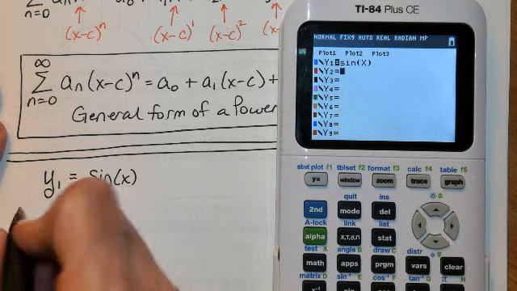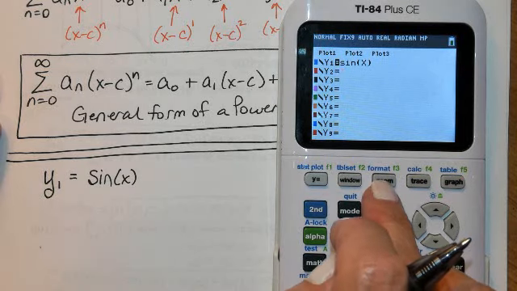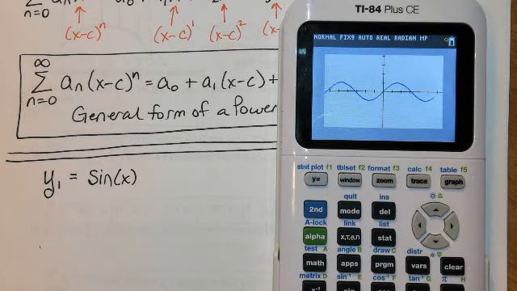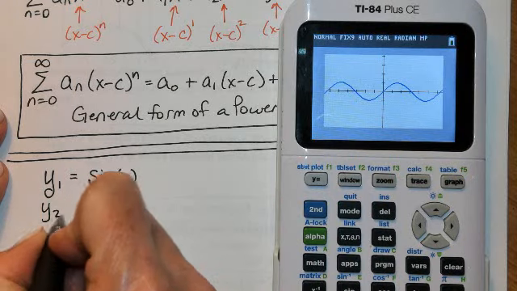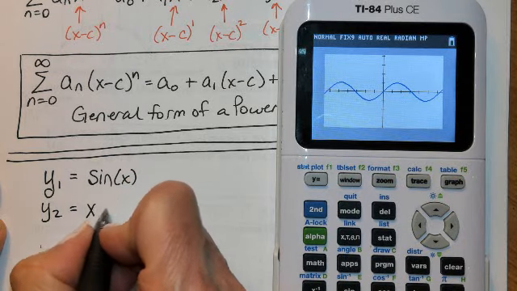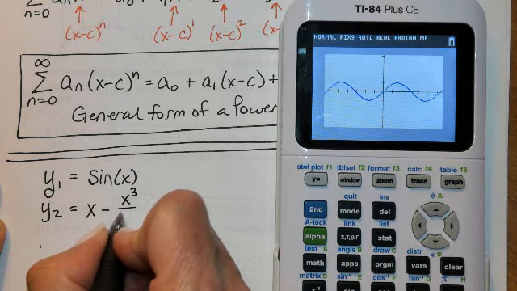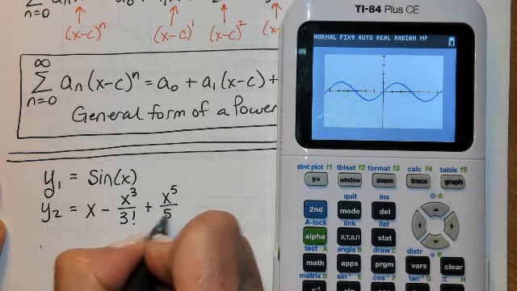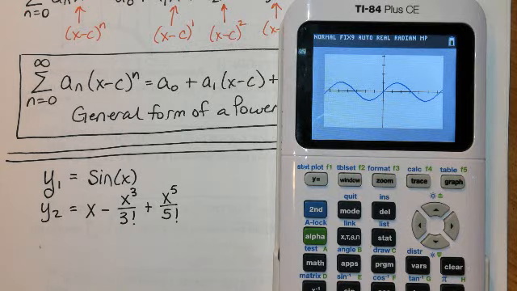Okay? Now, we can graph that. So that we all are looking at the same thing, let's do zoom 4. And sure enough, that's what sine looks like, right? Not a big shock. So that's definitely sine. And in for y2 now, we're just exploring a little bit here, okay? In for y2, I would like you to put in x minus x cubed over 3 factorial plus x to the fifth over 5 factorial. Let's just put those in.